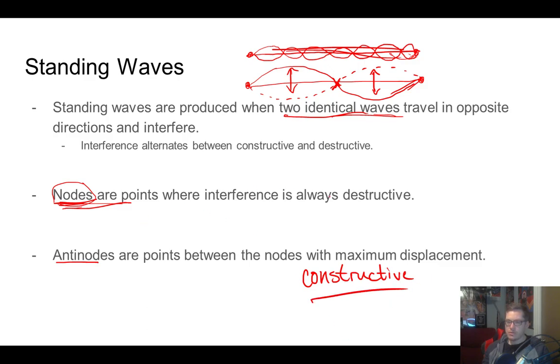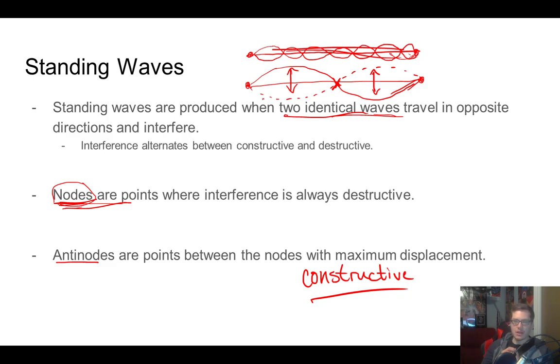All right, so nodes are where you have destructive interference. Antinodes are where you have constructive interference. Okay, and so this sets up a standing wave, and standing waves are really, really important, especially for musical instruments. If you've ever taken a pop bottle and blown across the top, and it makes that hum sound, that is a standing wave that you've started in that pop bottle.